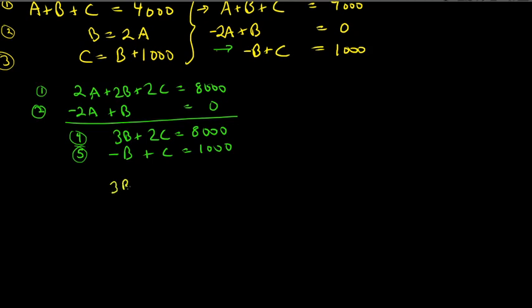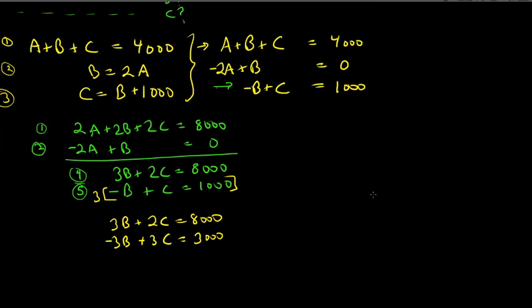So equation 4, I'm going to leave alone: 3b plus 2c equals 8,000. And if I multiply this by 3, again on both sides, I get negative 3b plus 3c equals 3,000. Is that right? No, I think I messed up again.